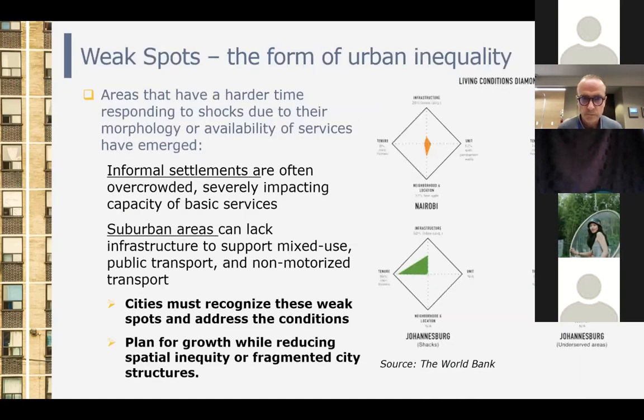Areas that have a harder time responding to shocks due to their morphology or availability of services are termed as weak spots in this paper. These include informal settlements that are often overcrowded, severely impacting capacity of basic services, or suburban areas that lack infrastructure to support mixed-use, public transport and non-motorized transport. Cities must recognize these weak spots and address the conditions. Cities must also plan for growth while reducing spatial inequality of fragmented city structures.